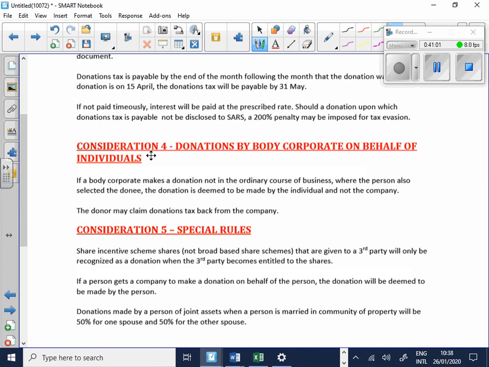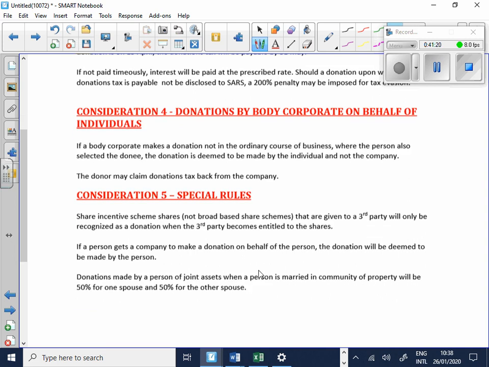Guys, next one, donations by a body corporate on behalf of individuals. Guys, so I don't want to pay donations tax. I'd rather get my company to make a donation. If I get my company to make a donation, I'll pay the donations tax. Are you guys comfortable with that? Okay, I'll show you an example now. And then just the special rules, guys.